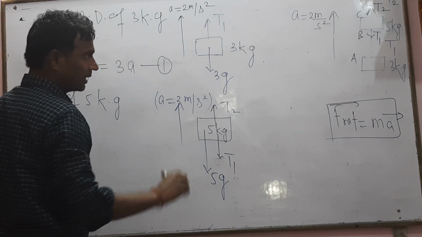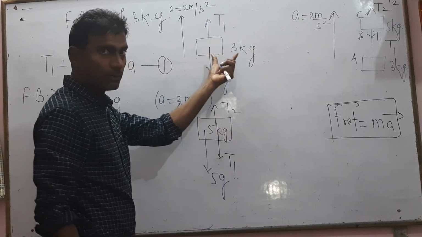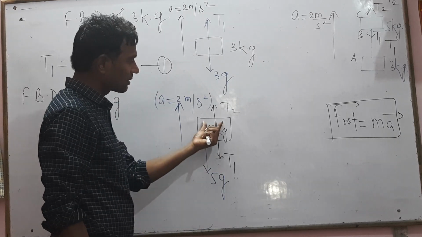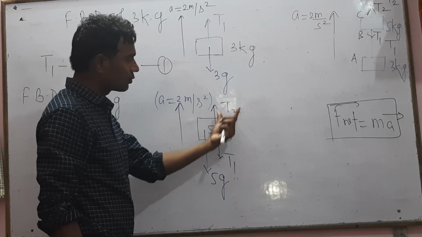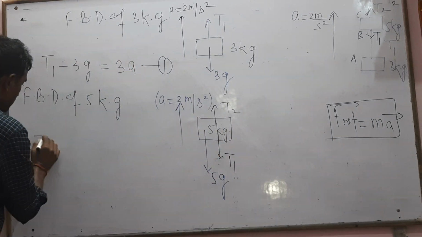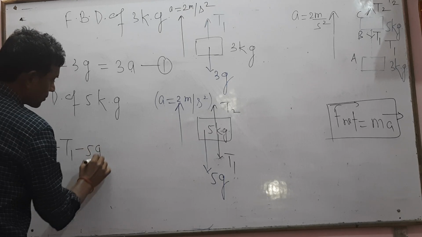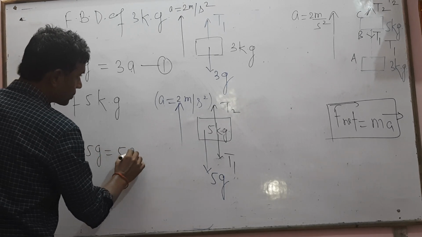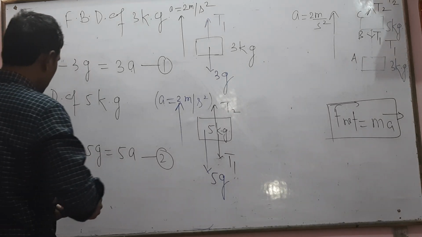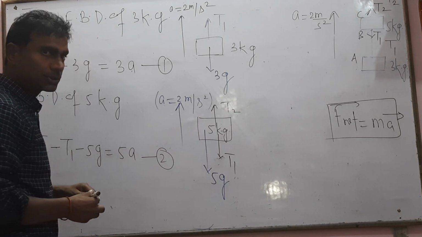Okay. F net equal to M into A. So according to F net equal to M into A, if we take the upward direction as positive, you know that this system goes upward, so T2 is greater than mg plus T1. So you can say T2 minus T1 minus 5 into G equal to 5 into A. Now we are trying to find out T1 and T2.